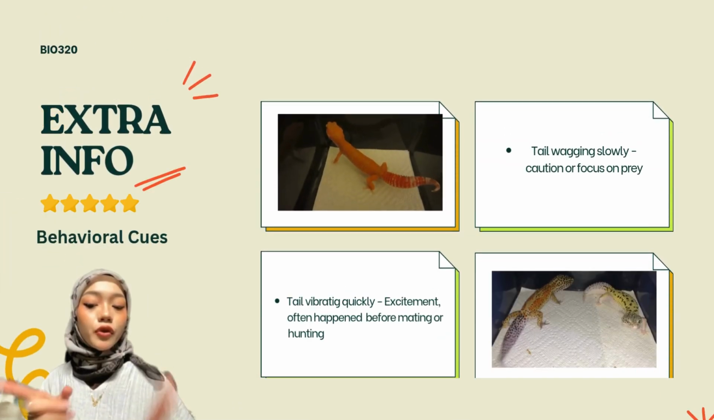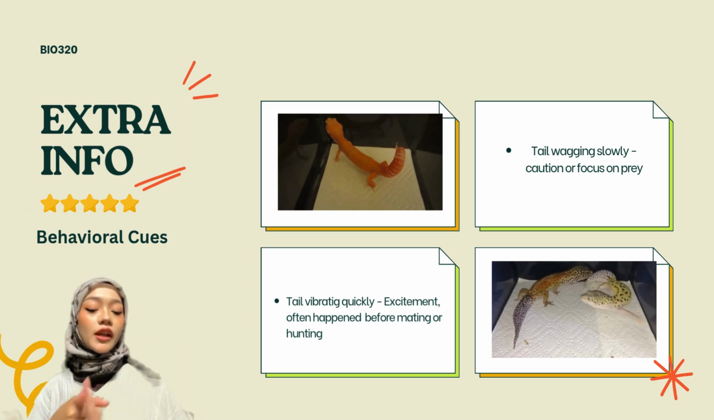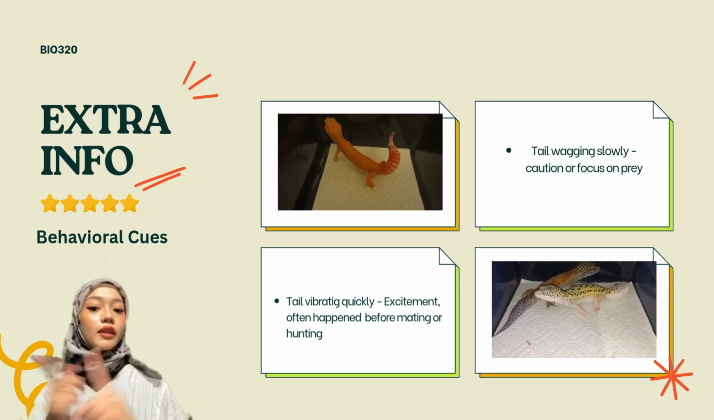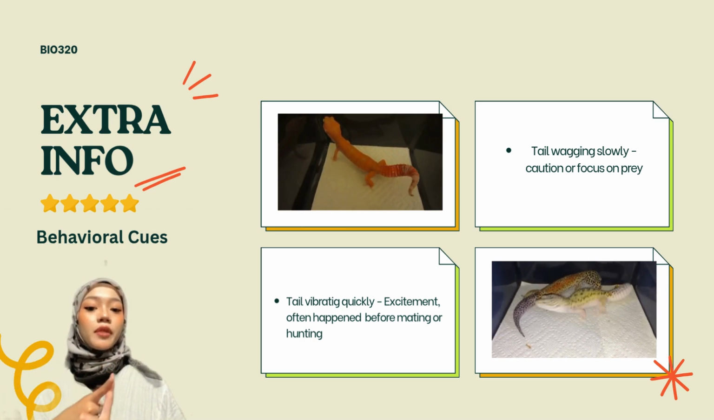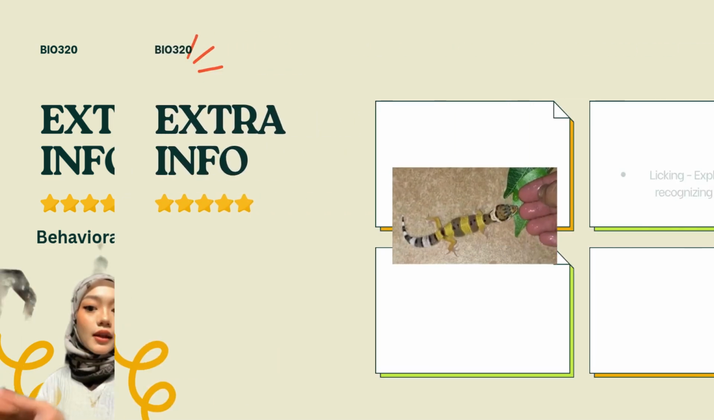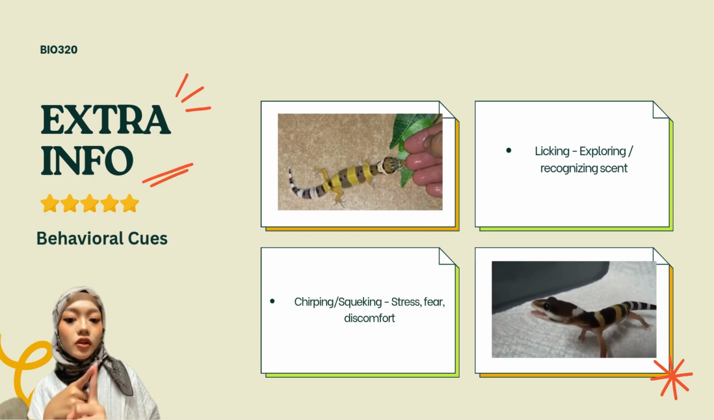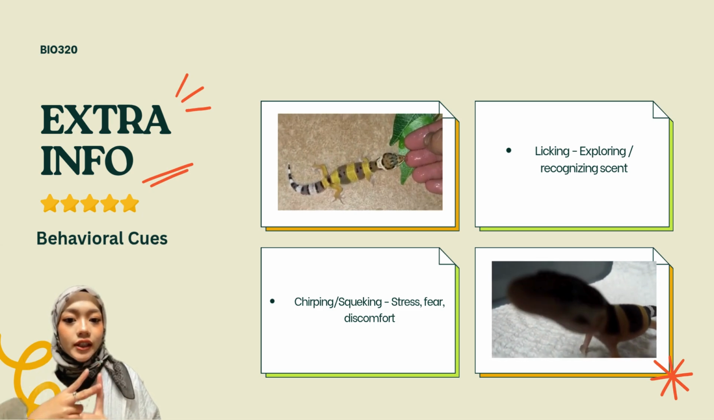So next, we move to their behavioral cues. First, we have slow tail wagging, which shows that they are cautious or focused on prey. The next one is quick tail vibrating, which shows that they are excited and often happens before mating or hunting, as you guys can see in the video given. The third one is licking, which is exploring or recognizing scents. And last but not least, we have chirping or squeaking, which shows that they are stressed, afraid, or uncomfortable.